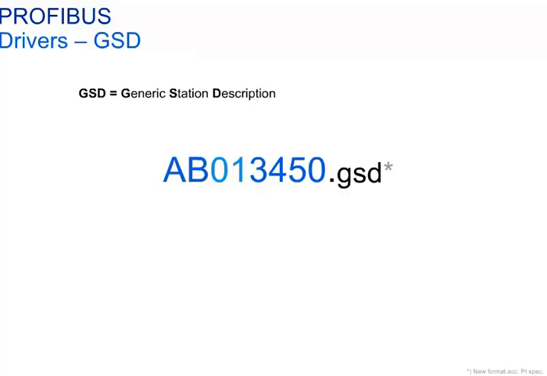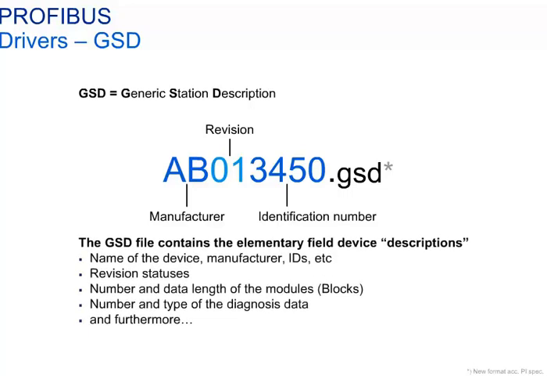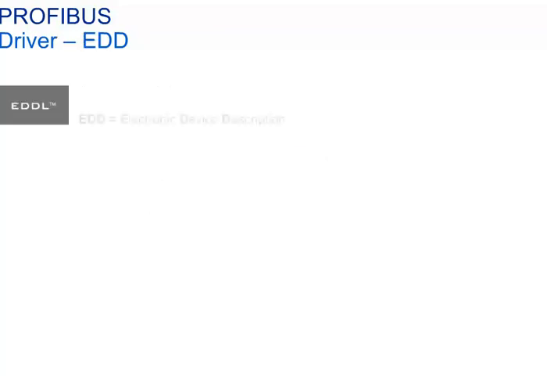The GSD file name is made up of the following elements. The first 2 characters identify the manufacturer. The next 2 characters stand for the revision, and the last 4 characters represent the field device identification number in hex format. The coding is managed by the Profibus International Organization. The GSD file contains the elementary field device descriptions, which are mandatory for communication between the device and the system. The GSD file can be easily opened and read with Windows Notepad. Just try it.